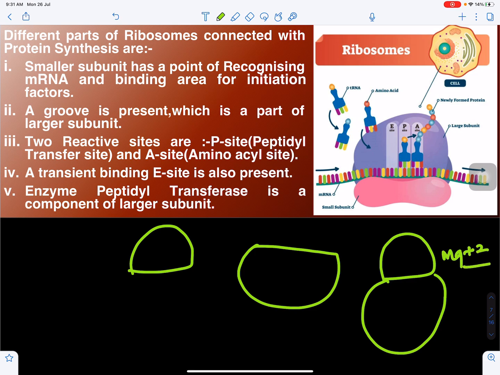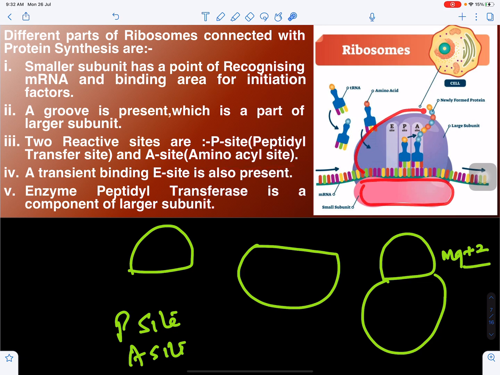Now each ribosome has two sites. One is called the P site and second is called the A site. The P site is called the peptidyl transfer site and the A site is called the aminoacyl site. Here we can see this is the smaller subunit, this is the bigger subunit, this is the messenger RNA which is carrying the codons, and this is the A site which is called the aminoacyl or acceptor site, and this is the P site which is called the peptidyl transfer or donor site, and this is the E site. The E site is formed temporarily, it is transient in nature.